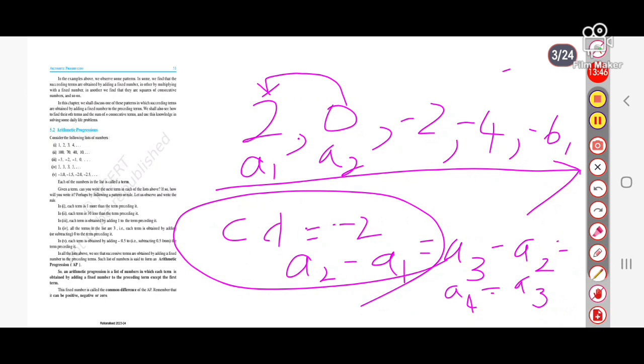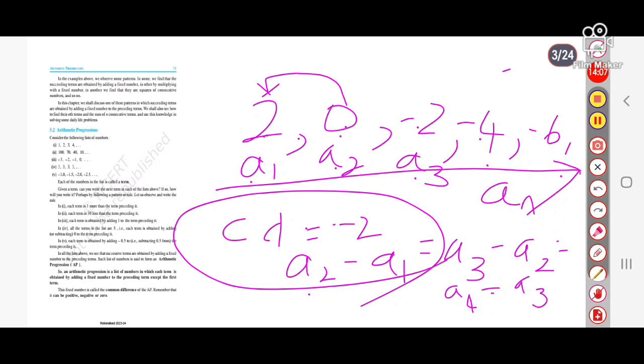A2 minus A1 is nothing but the second term minus the first term. Then A3 minus A2 is the third term minus the second term. Now the terms present in the AP, as I told you before, are represented as A1, A2, A3, A4, A5 up to An. The nth term, we don't know the end term, so it is represented as An, right?